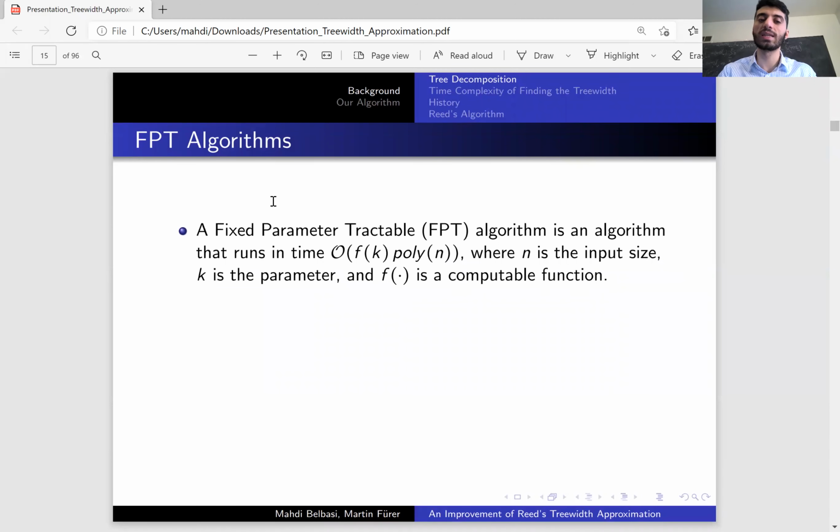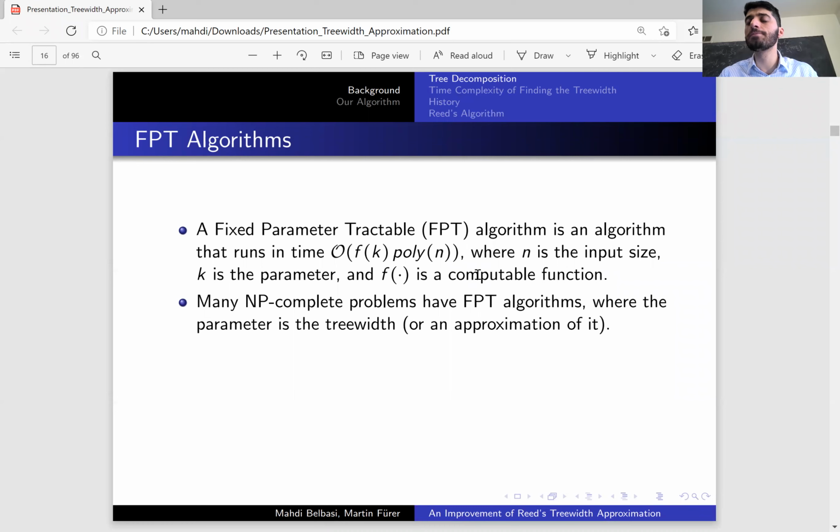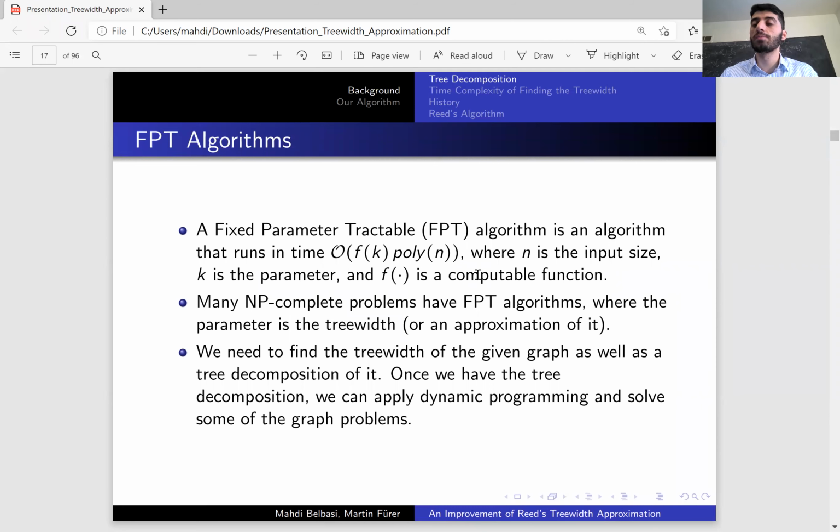But before that, let's see what FPT is. A fixed parameter tractable algorithm is an algorithm which runs in O of f(k) times a polynomial of n, where n is the size of the input, k is the parameter, and f is a computable function. Many NP-complete problems obtain FPT algorithms where the parameter is tree width. So it is important to know the bound of tree width. And also we need to have the tree decomposition, because most of them use dynamic programming, and we want to solve these problems. So we must have access to the tree decomposition.